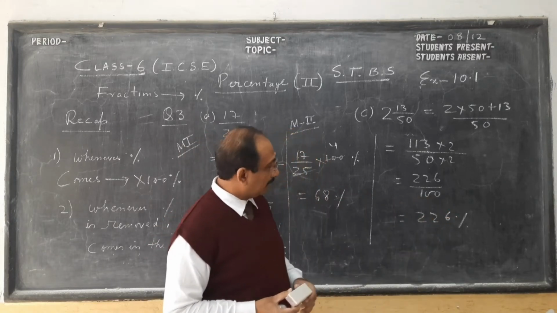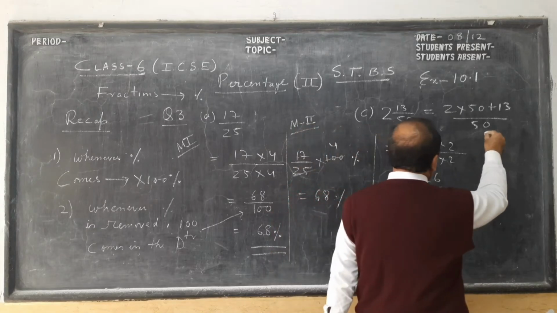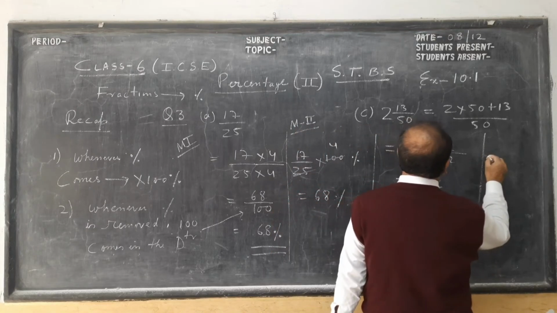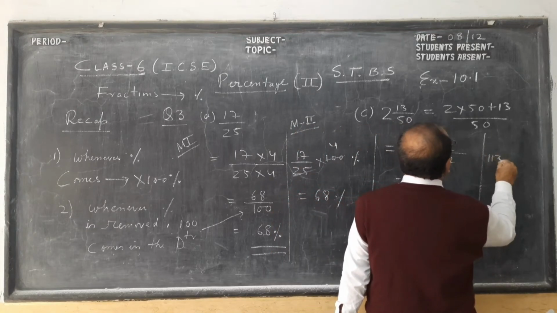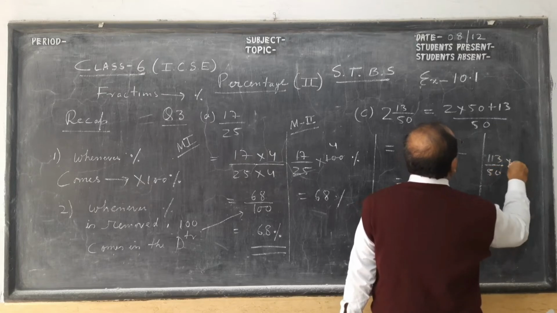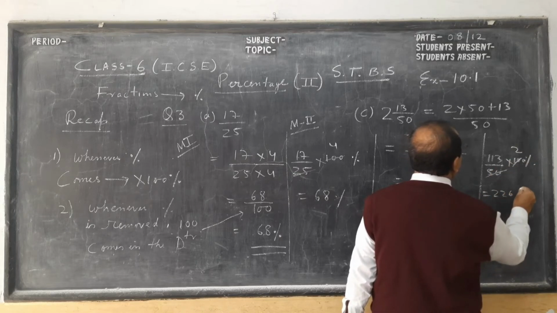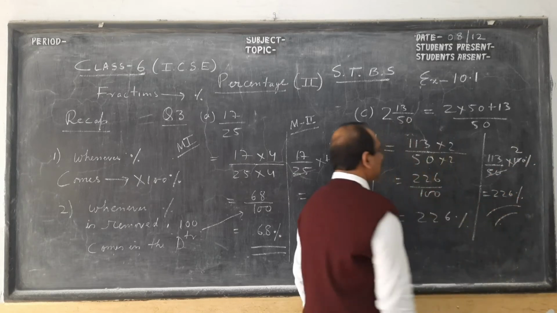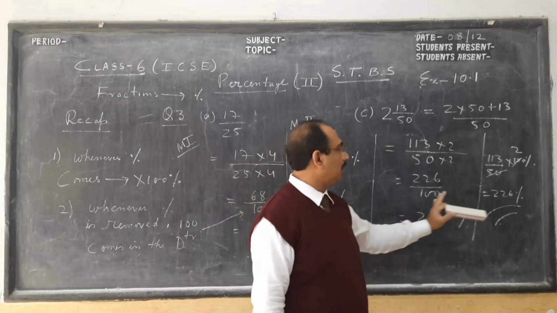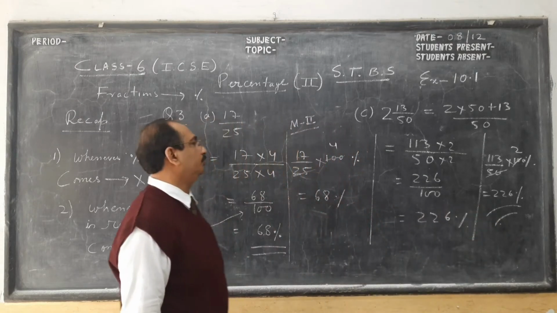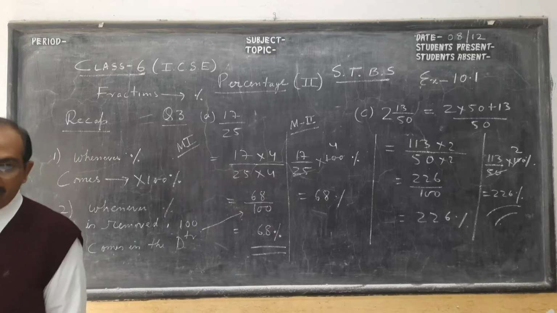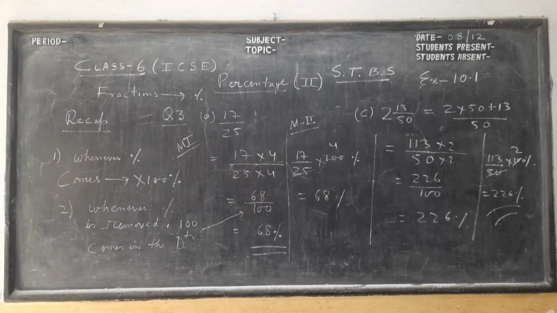So here we can do it by formula also, children, if you wish. What we do, we multiply by 100%. 50 will go 2 times, and 113 2s is 226%. So this is method 1 and this is method 2. So kindly pause the video and copy.